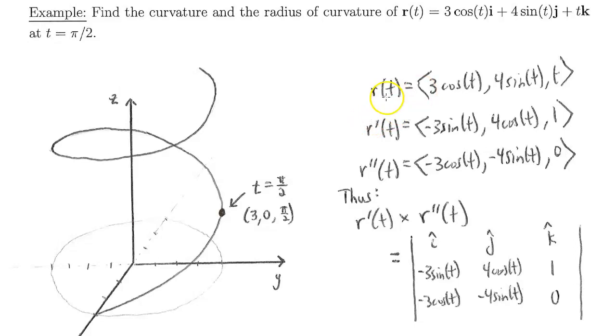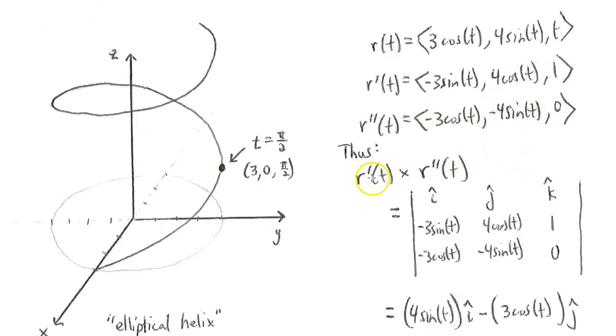So how do we find this? Well, we have r(t) is this, r prime of t is this. We take the derivative. Notice the derivative of t is 1. For r double prime of t, we take the derivative again. Notice the derivative of 1 is 0, and the derivative of 4 cosine t would be -4 sine t, and so forth. And so again, we need to figure out r prime cross r double prime.